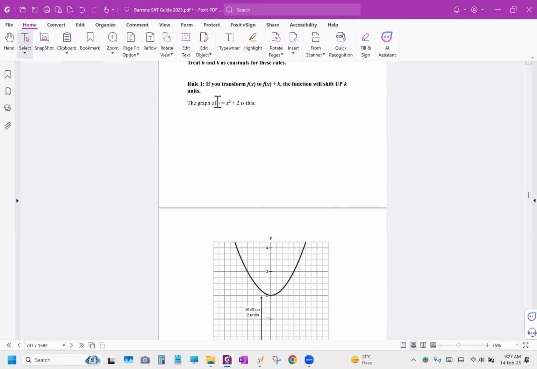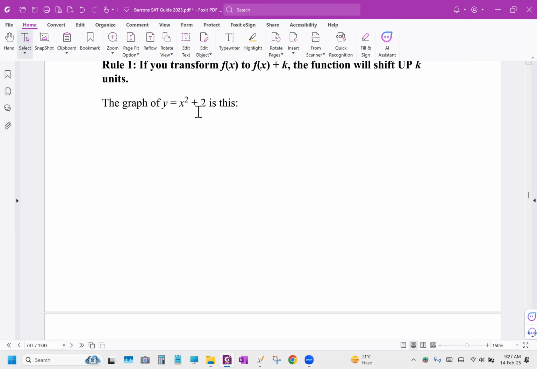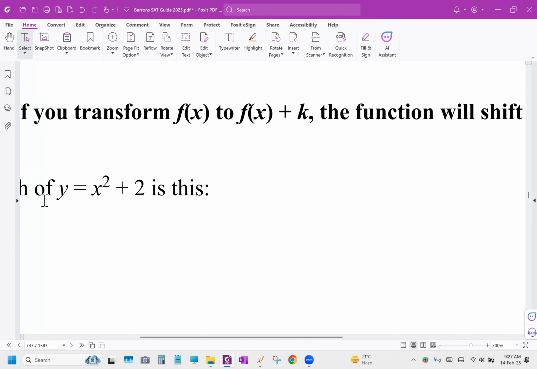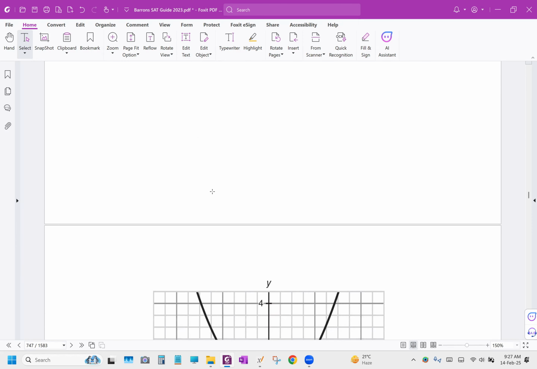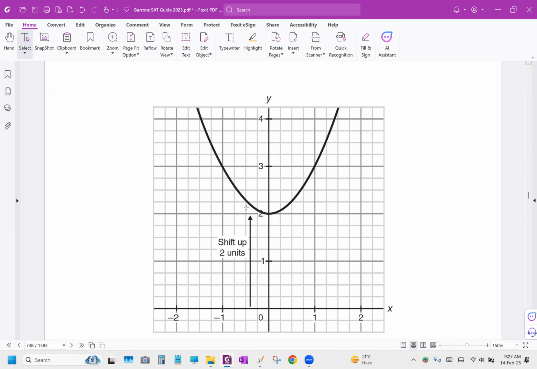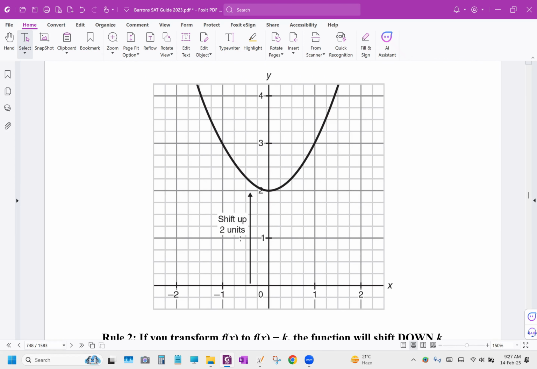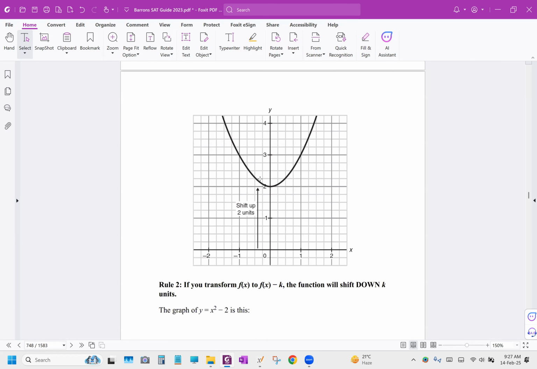They're just trying to tell you that if you add 2 units upward shifting, y equals x squared plus 2, if you add 2 units upward to the graph of y equals x squared, then the graph will look like this. This is the plot of the equation y equals x squared, and we have shifted it upward by 2 units. You got it? Yeah. Okay.